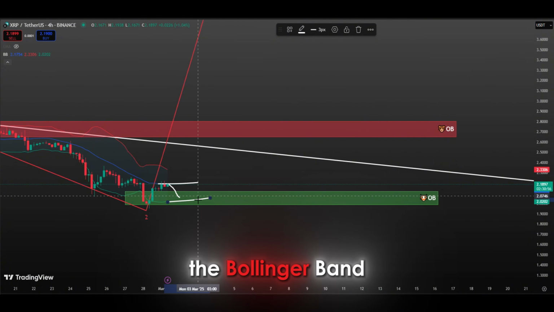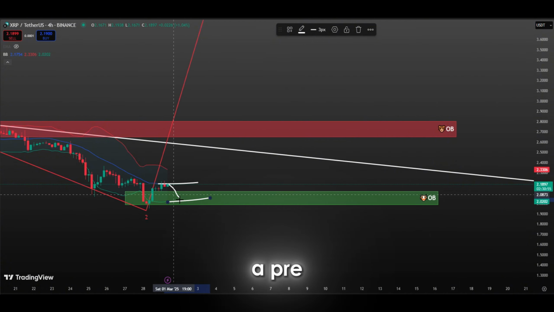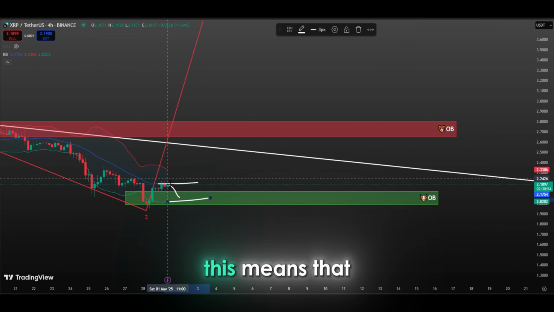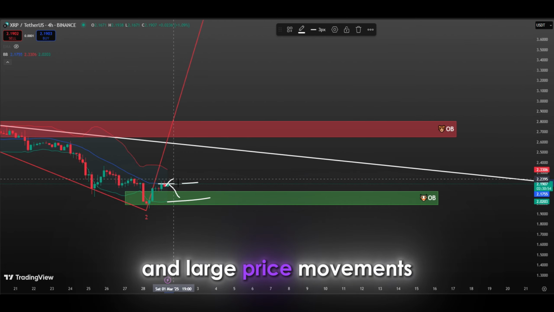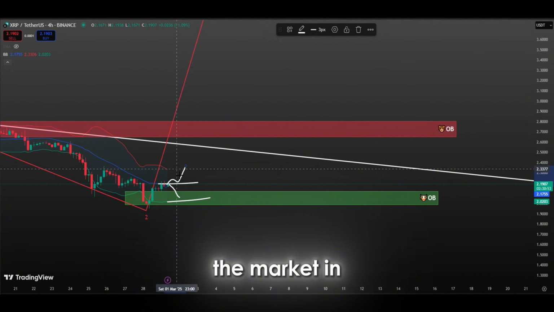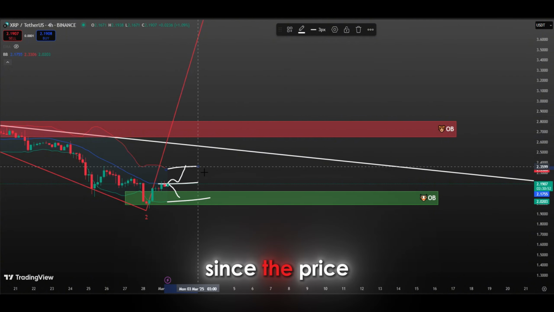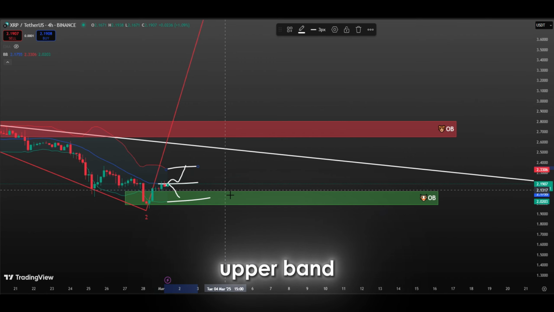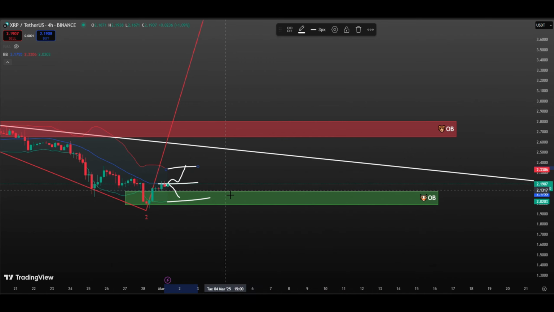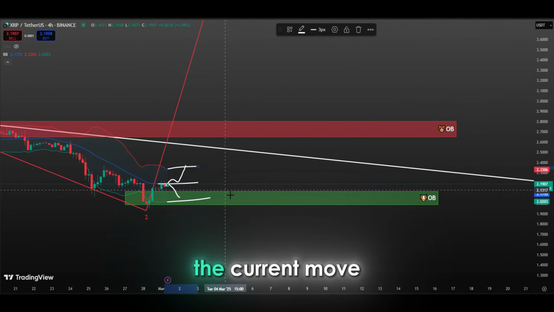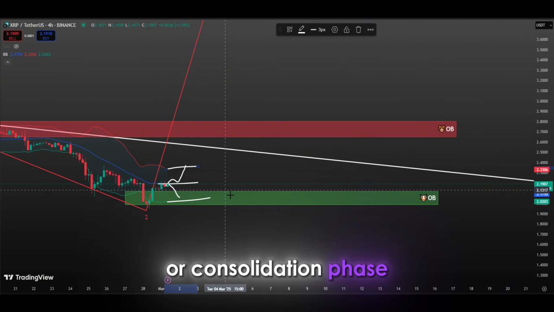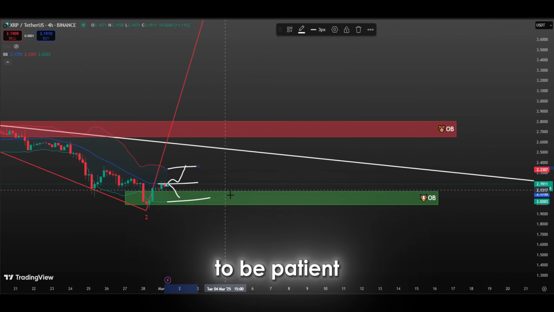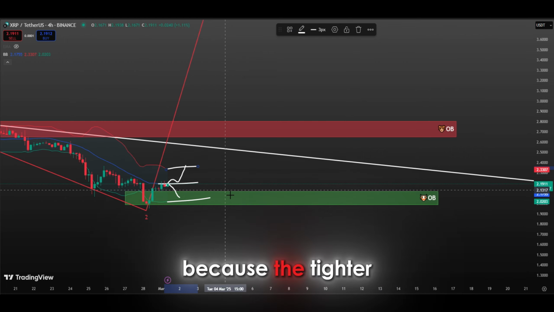The narrowing of the Bollinger Band is often considered a pre-breakout signal. This means that high volatility and large price movements may happen in the market in the near future. Since the price is unable to cross the middle band, it is unable to test the upper band and is moving near the lower band. This may indicate that the current move is in a correction or consolidation phase. The breakout will come as the Bollinger Bands are narrowing, but you need to be patient for the breakout to come, because the tighter it gets, the harder the price will break out.